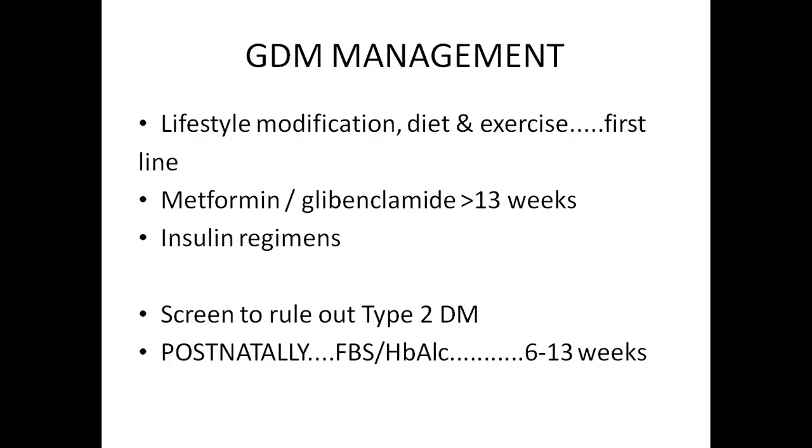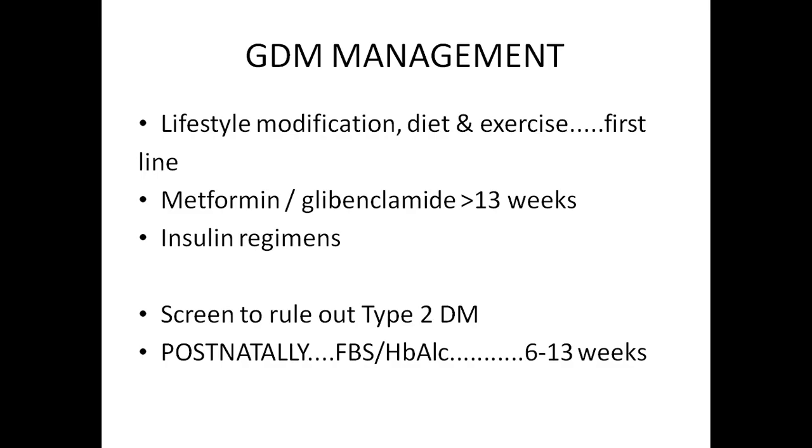And after the delivery of a patient who had gestational diabetes, we have to screen out type 2 diabetes at 6 to 13 weeks. After the birth of baby, 6 to 13 weeks पे हमने उसका एक fasting blood sugar करवाना है या glycosylated hemoglobin करवाना है क्योंकि ये patients they are more prone to develop type 2 diabetes later in life.